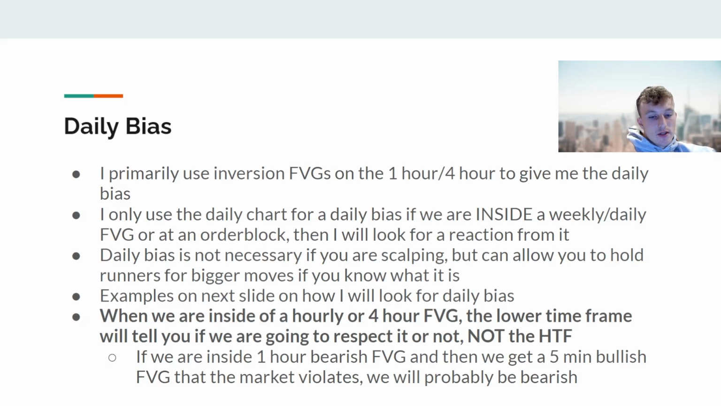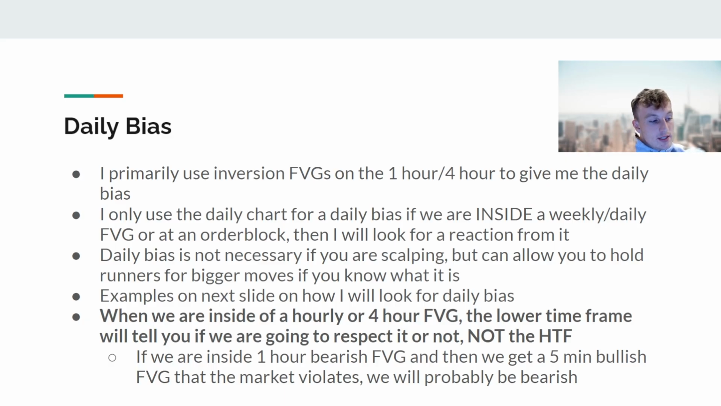When we're inside the hourly or 4-hour fair value gap, the lower time frame is what's going to tell you if we're going to respect the higher time frame or not. So if we're in an hourly fair value gap that's bearish and we get a 5-minute bullish fair value gap that the market violates, we will probably be bearish.